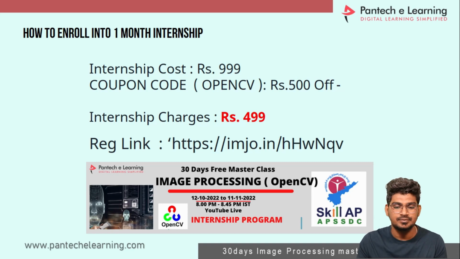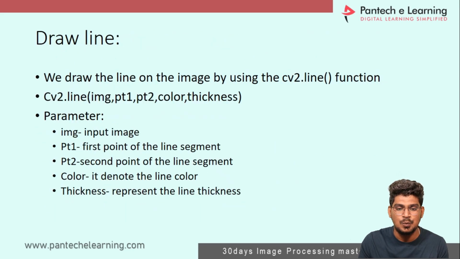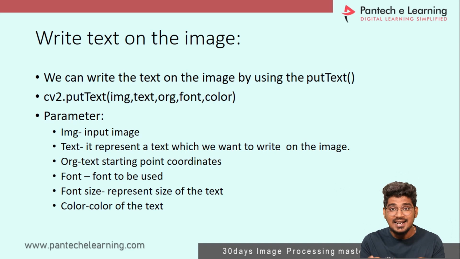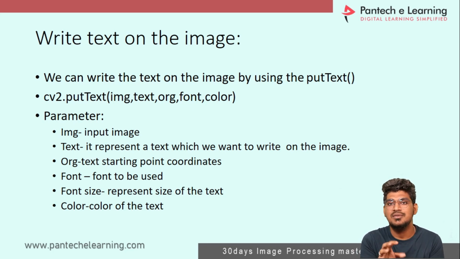So without delay, I'm going to enter the next one. What is the next one? Write the text on the image. This will be helpful for giving a label or mentioning something on that particular image. For example, for your friend's birthday, you have to mention "Happy Birthday", wishing will come, and if you want to mention the name on that particular image, this will be helpful.